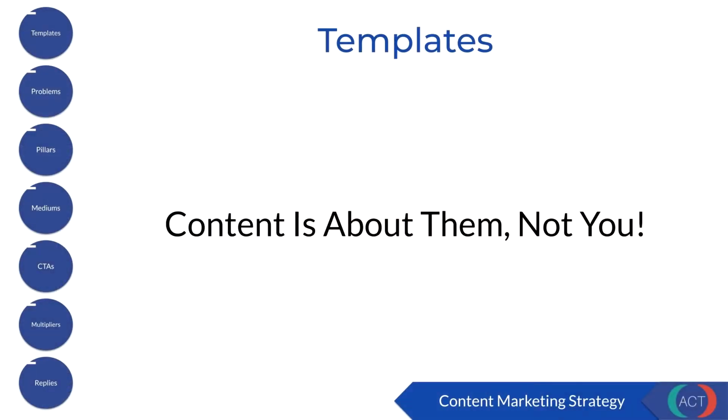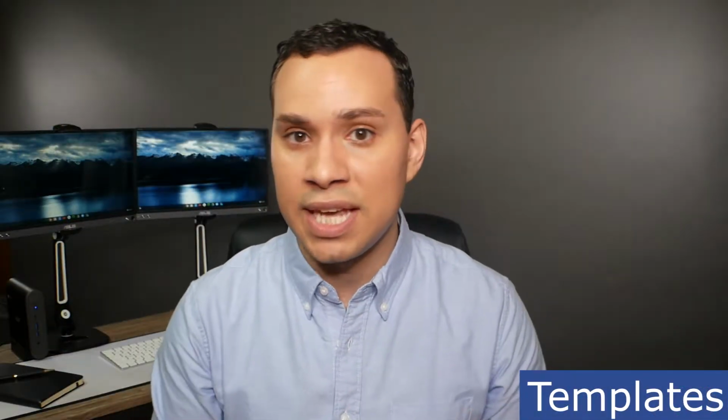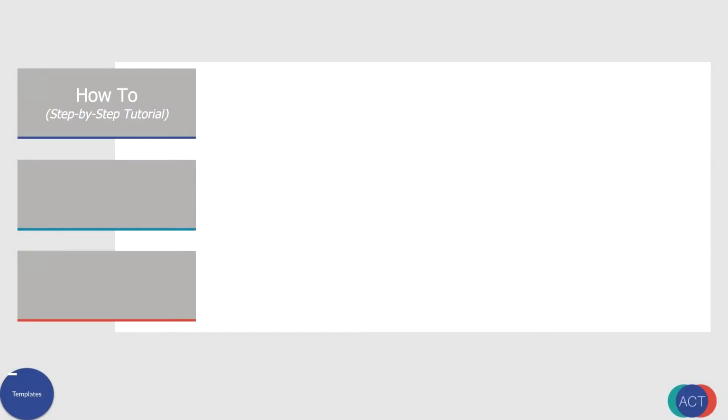So the very first step in our 7-step process is going over some templates that you can start using immediately for developing your own content. And there are 3 main types of content you can put together when you're just getting started with your content marketing strategy: how-to content, decision guides, and reviews.